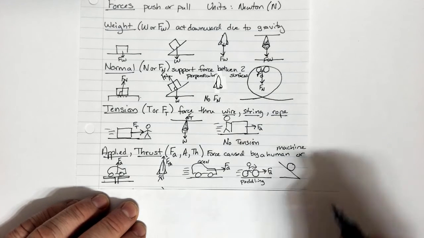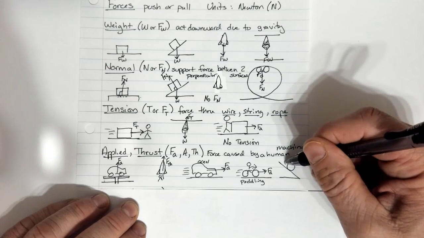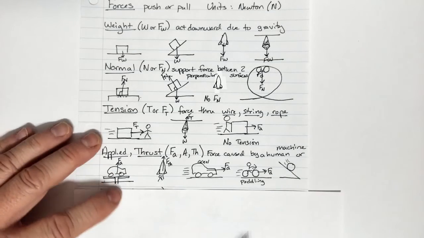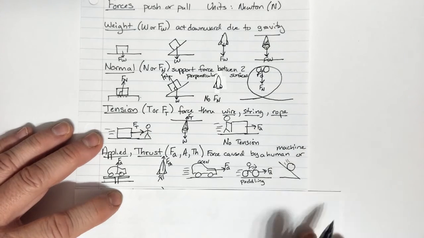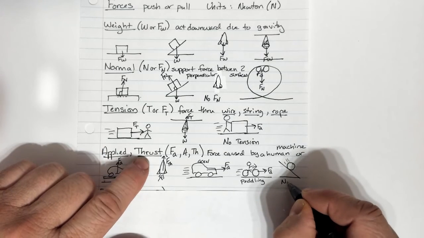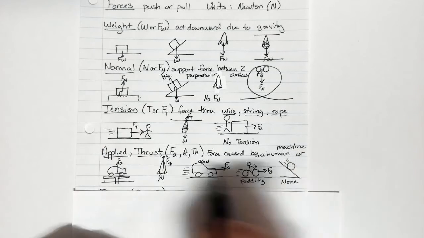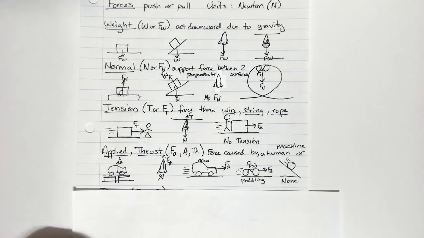Okay? Let's say I have a marble or a bowling ball sitting on an incline that begins to roll down. Okay? But no machine or human is making it roll. It's gravity. Then there is no applied force. So there is none acting there. Okay? It's just going on its own because of the force of weight. But there's no human or machine causing that to occur.